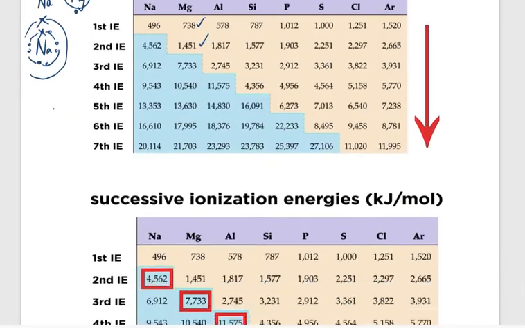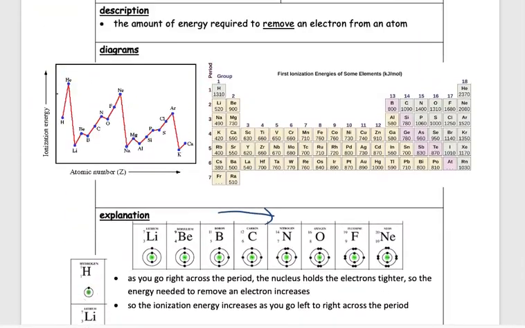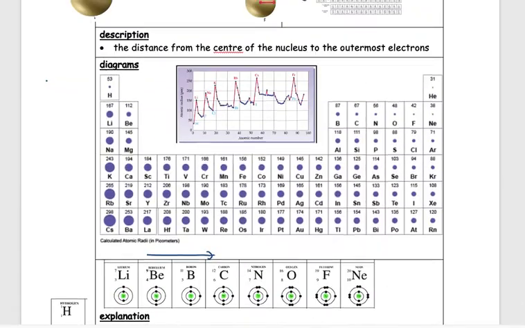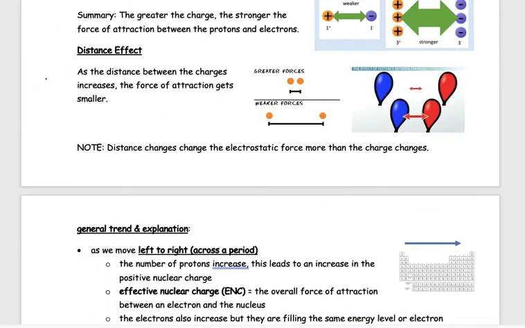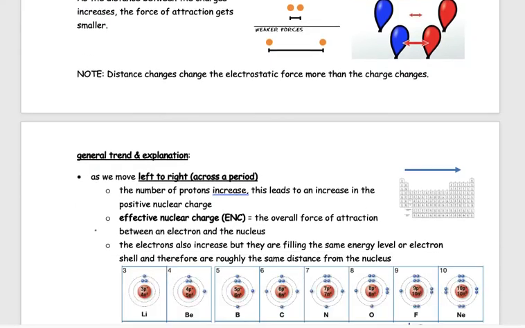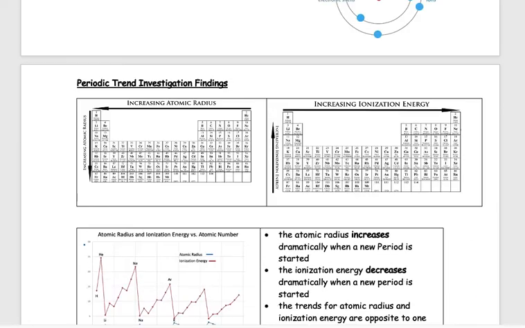Okay, and then I think that was it that I wanted to show you today. So review this note over and over again, and then practice being able to communicate and explain things using all of these new terms in order to describe why the atomic radius is showing this trend. Why is the ionization energy showing this trend?